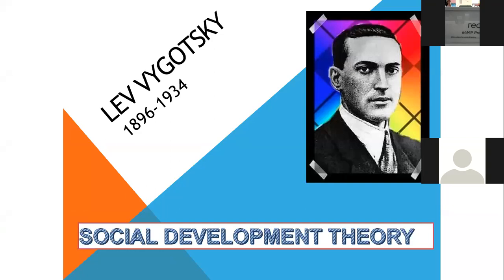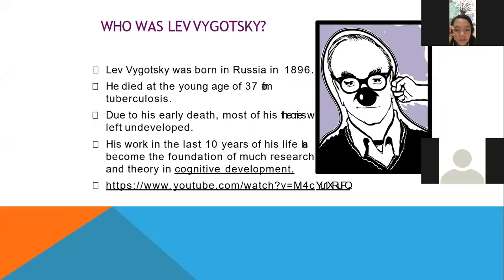Okay. Now, let's go to the Social Development Theory by Lev Vygotsky. So, Lev Vygotsky was born in Russia in 1896. He died at the young age of 37 due to TB. Due to his early death, most of his theories were left undeveloped. His work in the last 10 years of his life became the foundation of much research and theory in cognitive development.